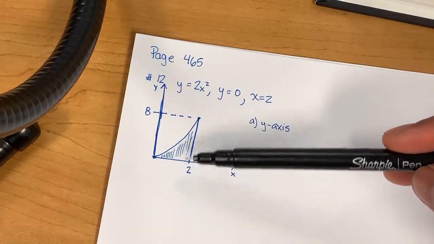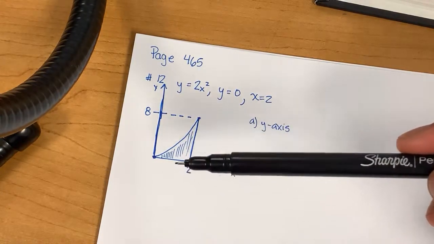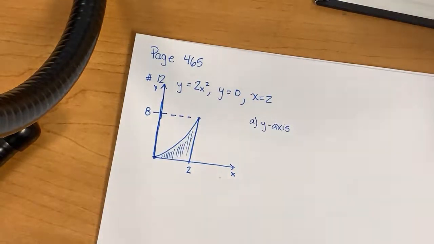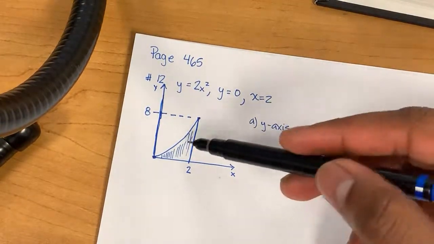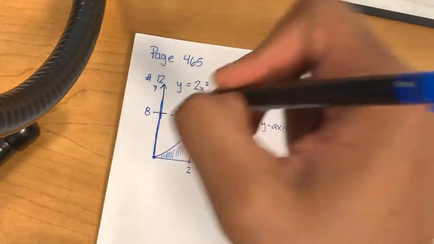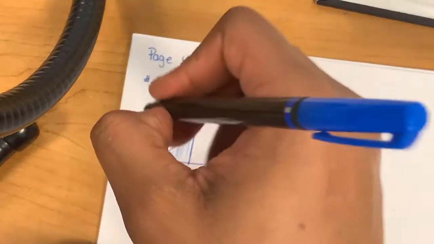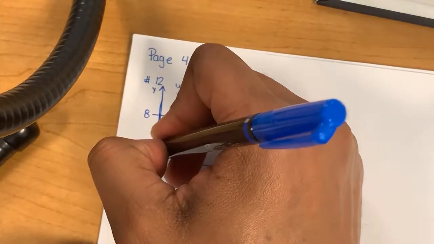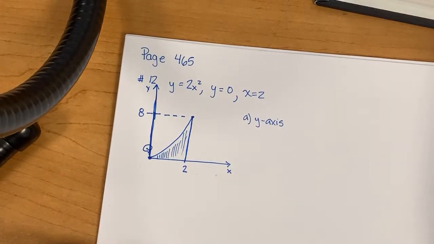I've already drawn the curve and the rough sketch of how it should look in the region that we're rotating around various lines. So for part A, we're to take this shaded region and rotate it around the y-axis. I'll be using different colors for each problem. For A, I'm just going to use blue. So we're rotating around the y-axis.